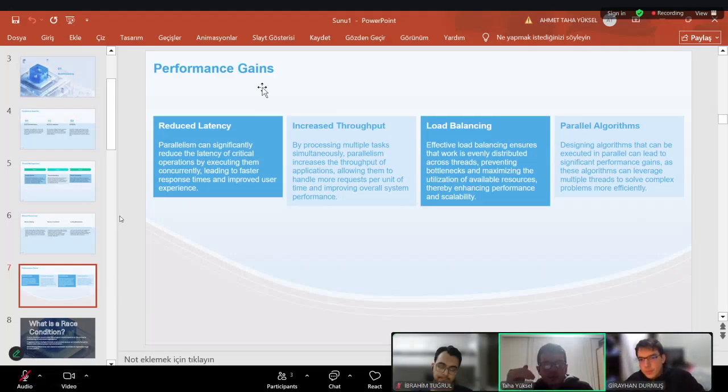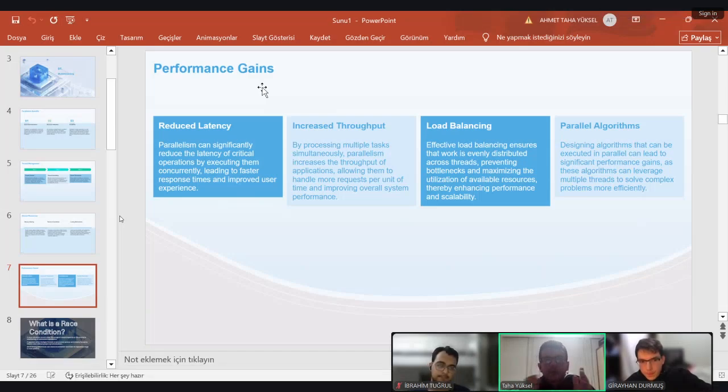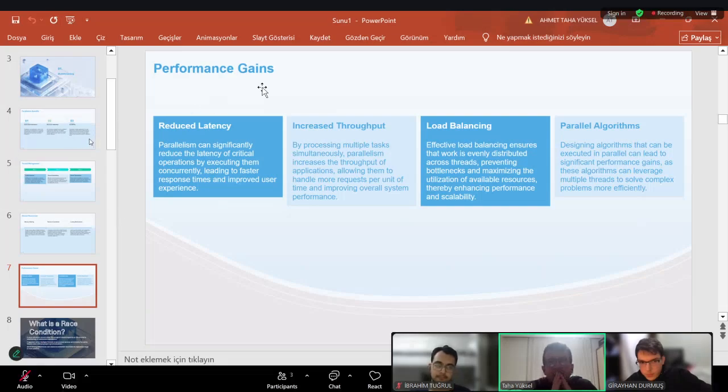Effective load balancing ensures that work is evenly distributed across threads, preventing bottlenecks and maximizing the utilization of available resources, thereby enhancing performance and scalability. Parallel algorithms. Designing algorithms that can be executed in parallel can lead to significant performance gains, as these algorithms can leverage multiple threads to solve complex problems more efficiently.